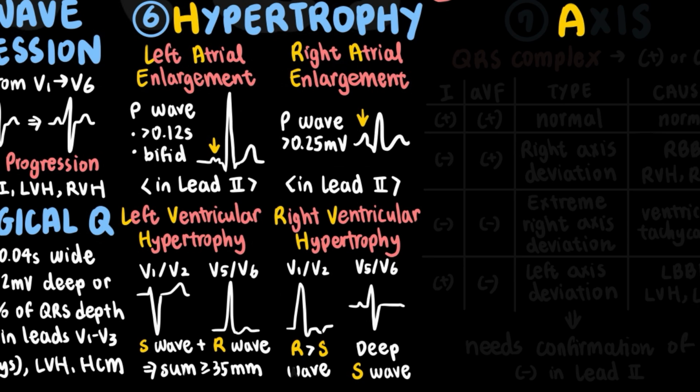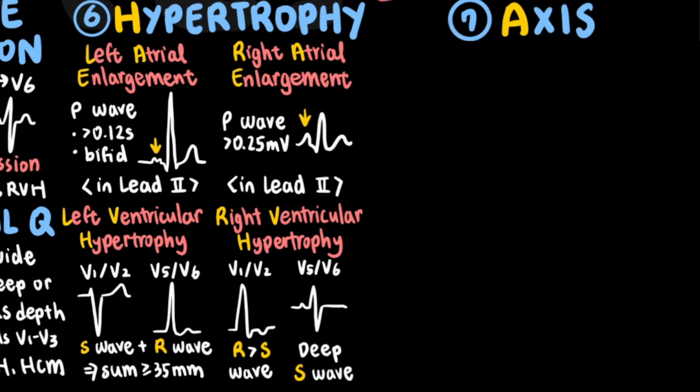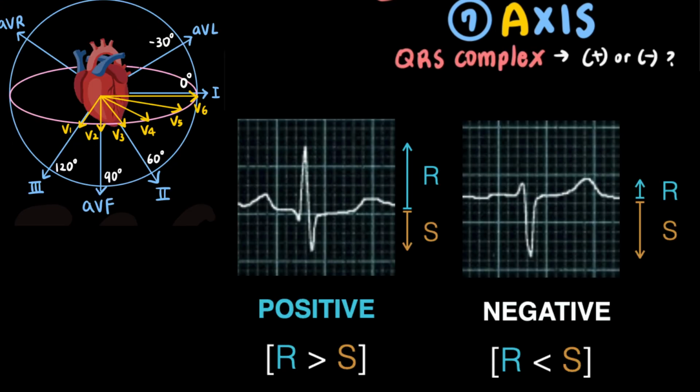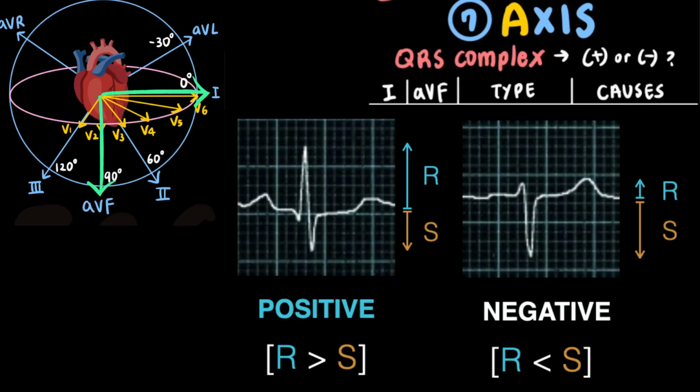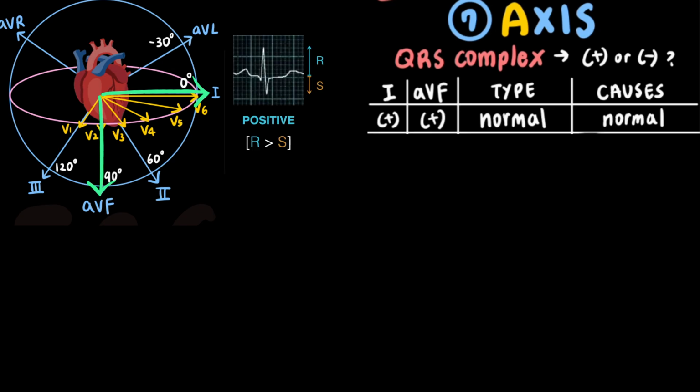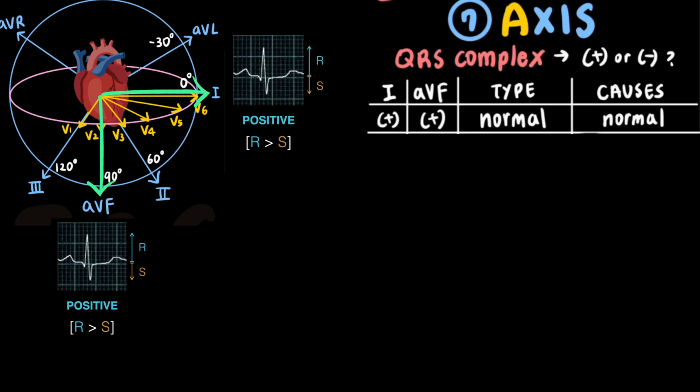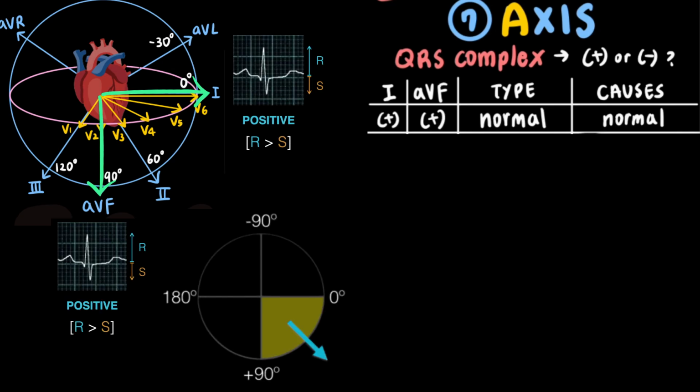Finally, in our mnemonic, A stands for axis. Determining the QRS axis tells us the overall direction of ventricular depolarization, and it can give us important clues about underlying heart disease. The simplest way to check axis is to look at whether the QRS complex is positive or negative in lead 1 and lead aVF. If lead 1 is positive and lead aVF is also positive, that's a normal axis. It means depolarization is moving leftward and downward, which is the usual direction of the heart's electrical activity.